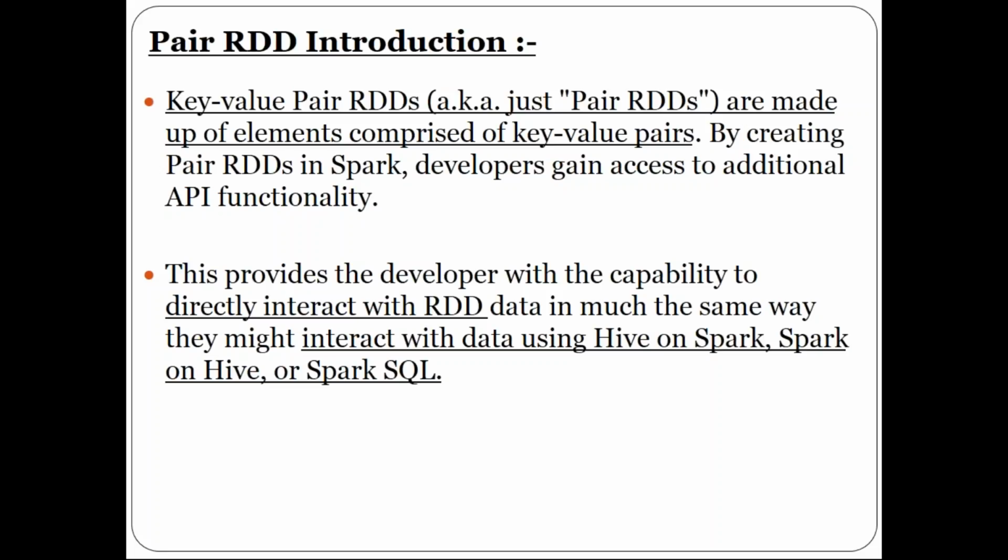This provides developers the capability to directly interact with RDDs in much the same way they interact with data in Hive on Spark, Spark on Hive, and Spark SQL. For example, key-value is a Java concept. How your key-values can be used in SQL or Hive as select star from. That is where you need to understand how you can break a string of words into key-values, how you can break integers into key-values, how you can break a JSON file into key-values, how you can break any structured and unstructured data into key-values. That is where the beauty of Spark comes into the picture.